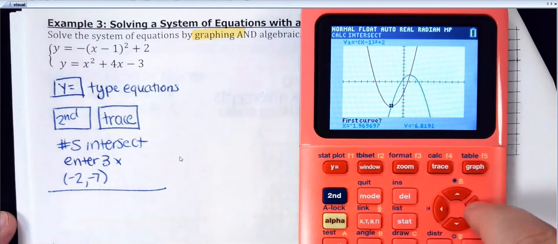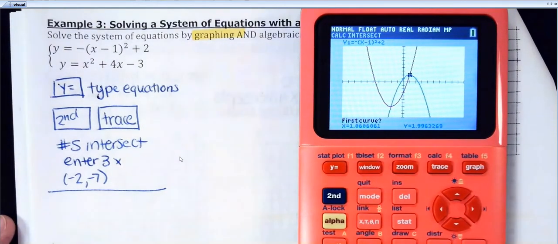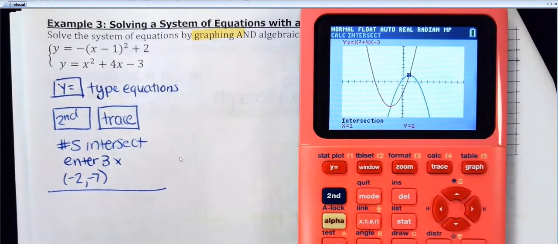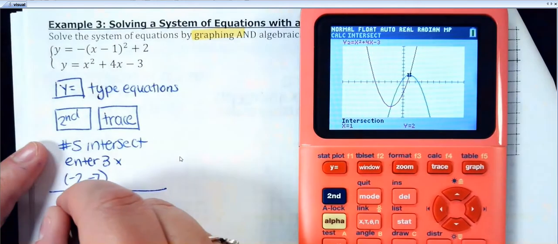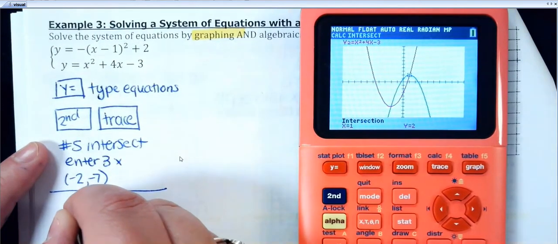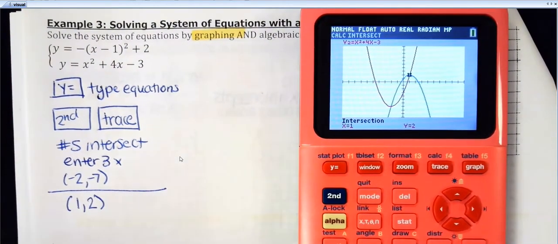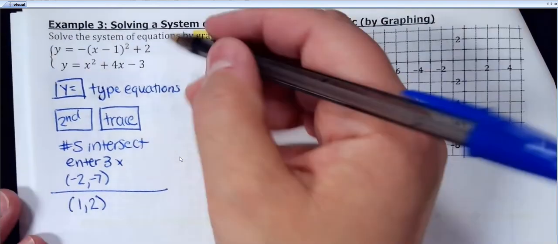So I'm just going to hold down the right arrow key until I get closer to the other place they intersect. Once I'm near that, just press enter 3 times, and then it should hone right in on it. The other intersection is the point (1, 2). If it's not a nice number, just round it to 2 decimal places, the nearest hundredth, and that would be good. Okay, so those are my 2 answers.